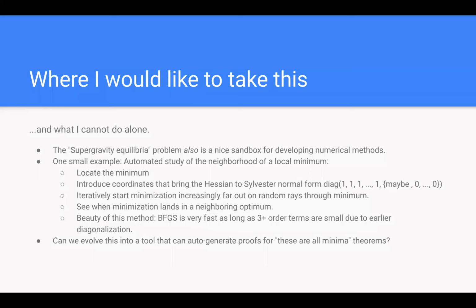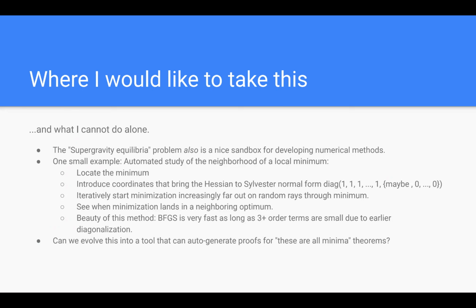So overall, where would I like to take this, and what's the thing that I cannot do alone? Personally, I'm seeing this problem of finding supergravity equilibria also as a nice sandbox for developing new numerical methods. To give one small example, if we want to do an automated study of the neighborhood of a local minimum, we can use the following structure.